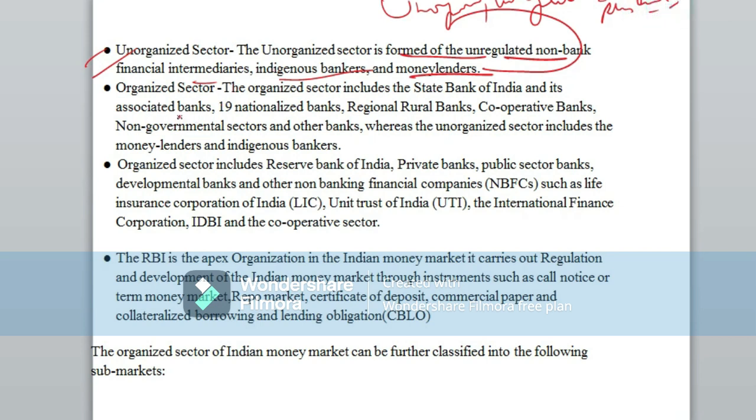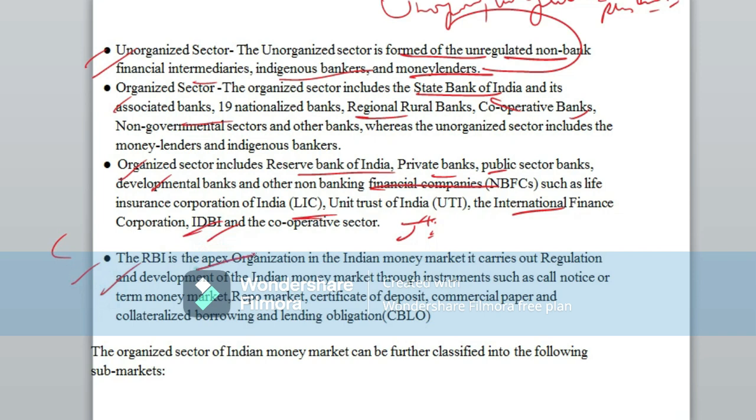Now, second is the organized sector, which is formed with the State Bank of India and its associate banks, which is well regulated and well organized. For example, regional rural banks and cooperative banks, which work with the government to fulfill the needs of society. The organized sector includes the Reserve Bank of India, private banks, public sector banks, non-banking financial companies such as LIC, Unit Trust of India, International Finance Corporation, IDBI, and so on.